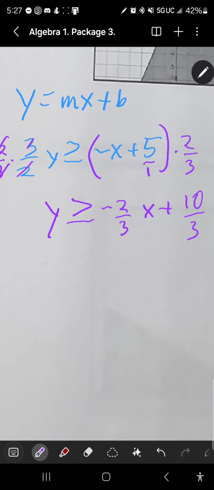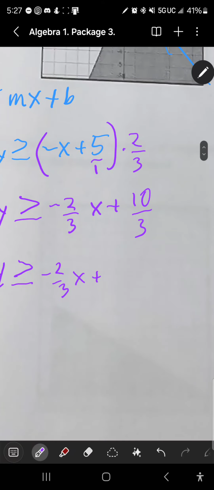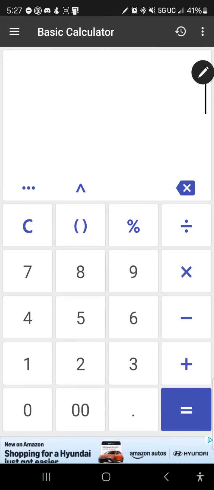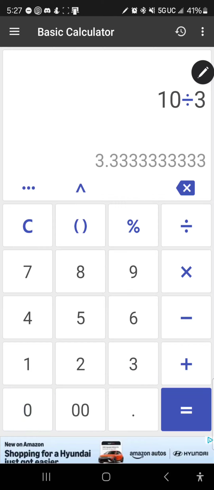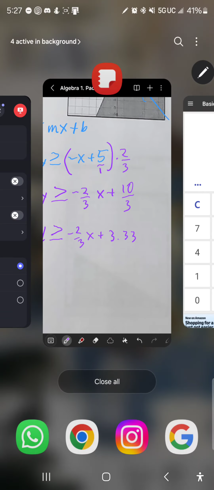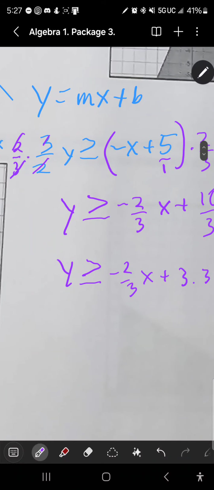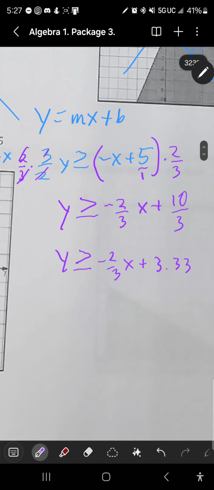Another way we could say it, we leave the slope in fraction because that's easier to actually graph. So it will be greater than or equal to negative 2/3x plus, in this case, 3.333. For easy equations like this one, you can always use your calculator, so 3.33. Yeah, we have now our equation.